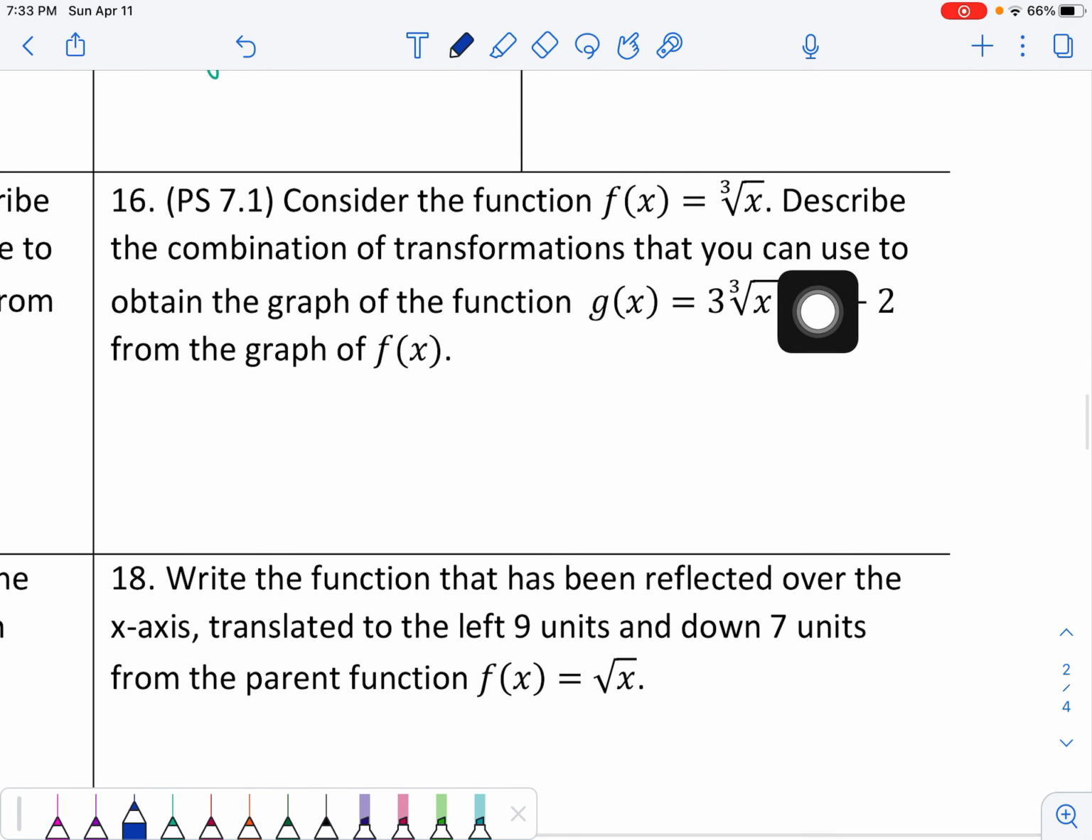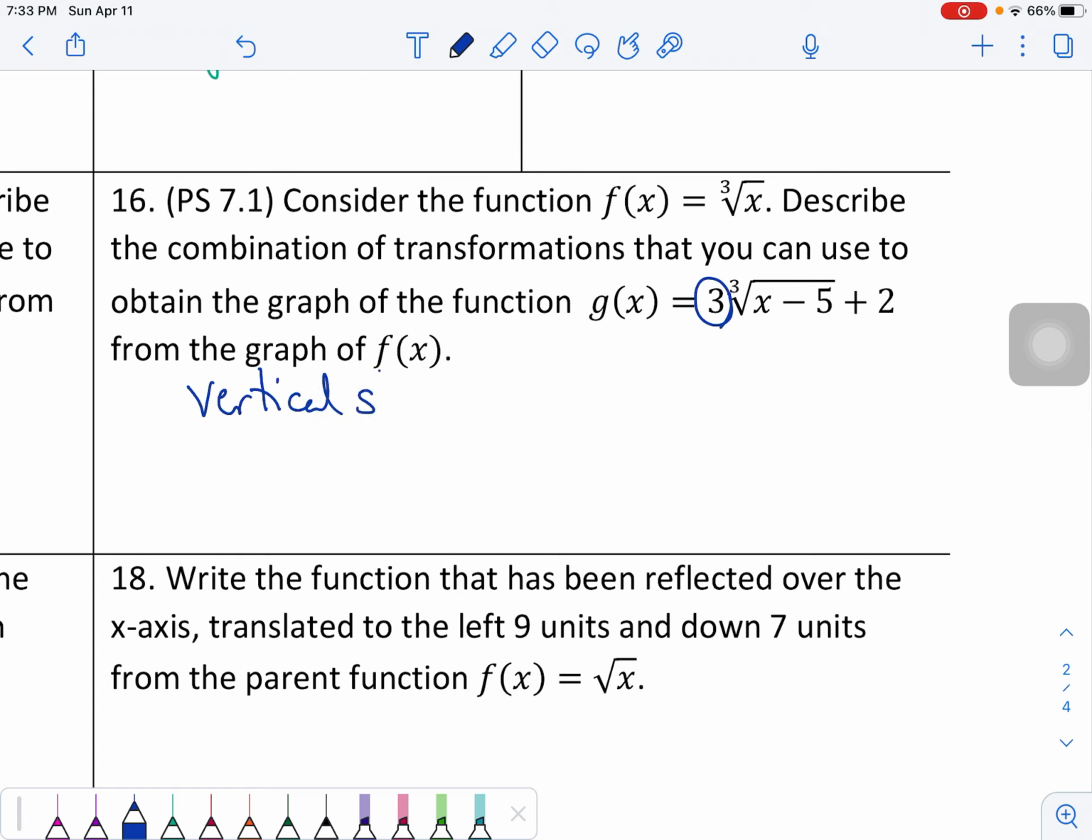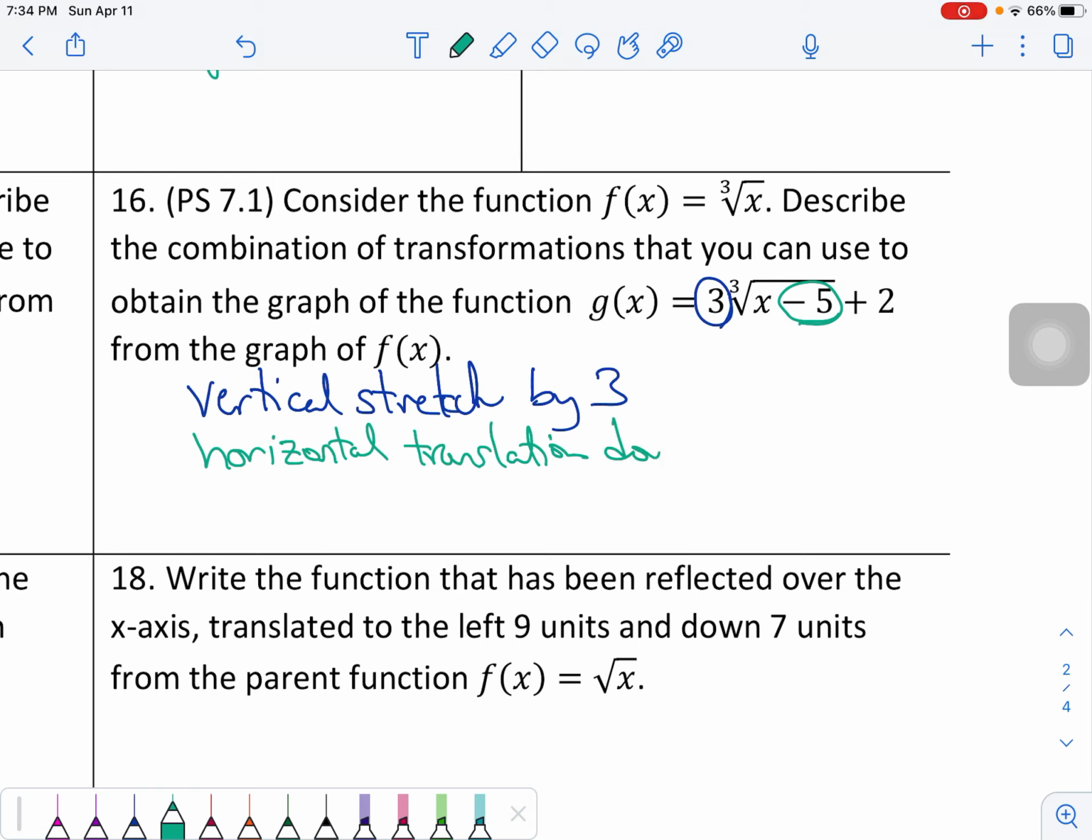Number 16, you need to make sure that this root and this root match. That's a good thing here. So that 3 in front is going to be a vertical stretch by 3. So we're making this graph 3 times as far away from the x-axis. We're stretching it away. Minus 5 attached to x is going to be a horizontal translation down. Whoops, I don't know why I just said down. Hold on a second. That's actually to the right 5. Sorry about that.